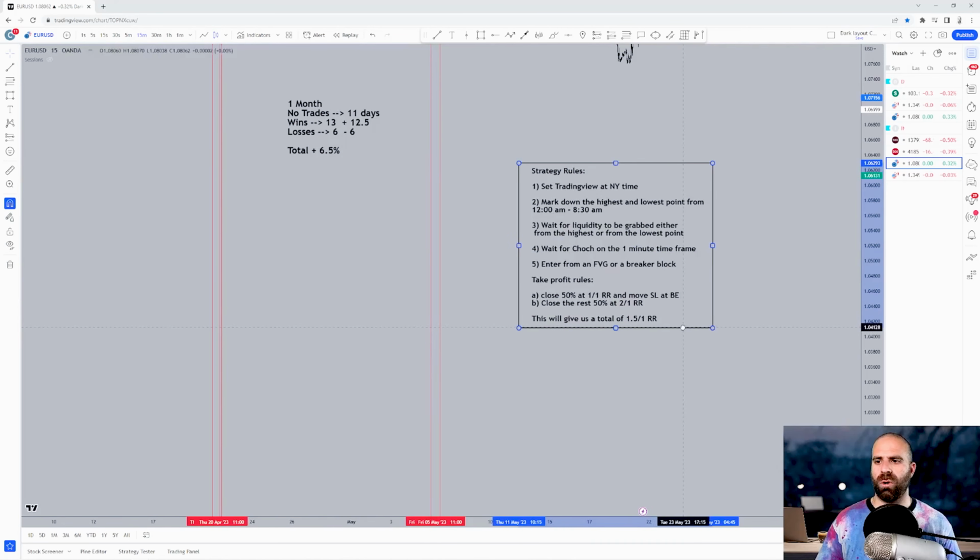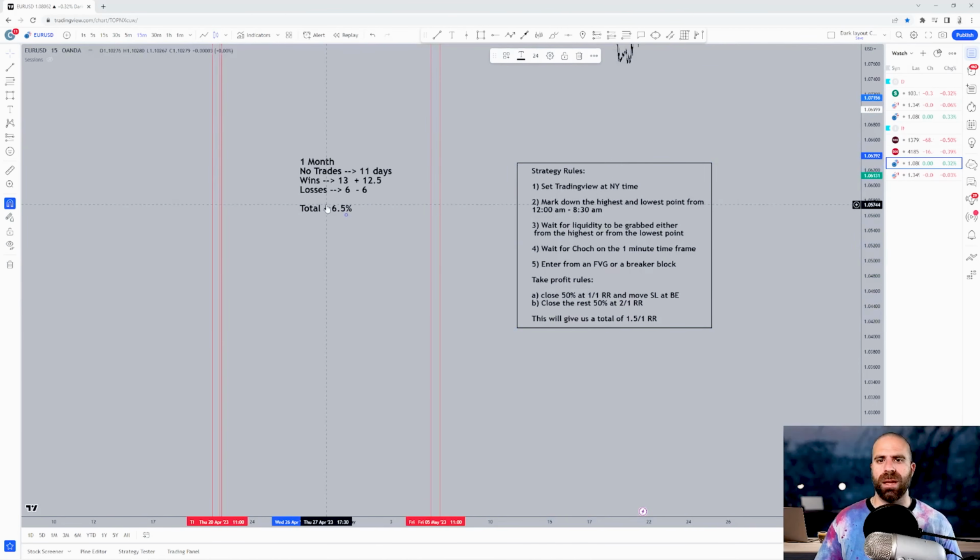You can backtest it also on more recent data. So do your backtesting. This was the strategy.